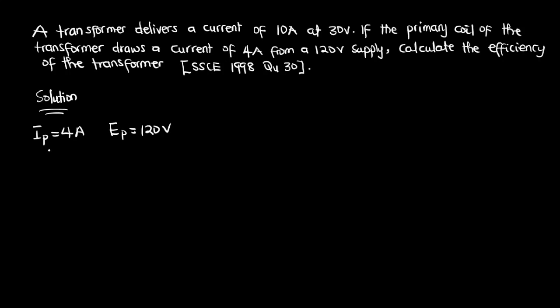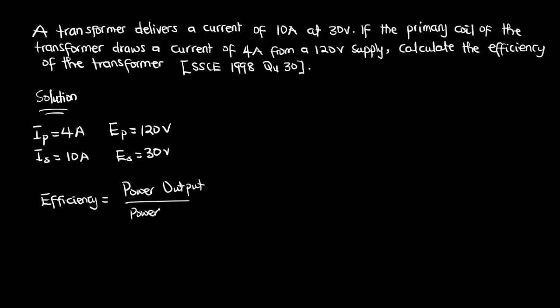So the current given to us over here is the current in the secondary coil, which is 10 amperes, and the voltage is the voltage in the secondary coil as well, which is 30 volts. So we have to calculate the efficiency of the transformer. Now to calculate the efficiency of a transformer, the efficiency is equal to power output over power input, multiplied by 100.